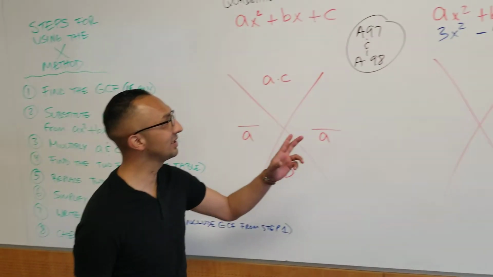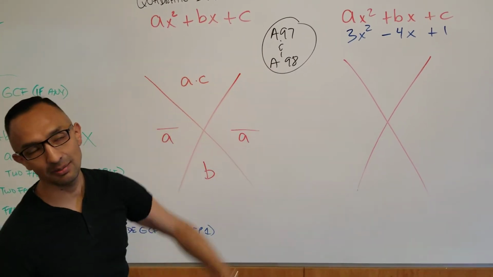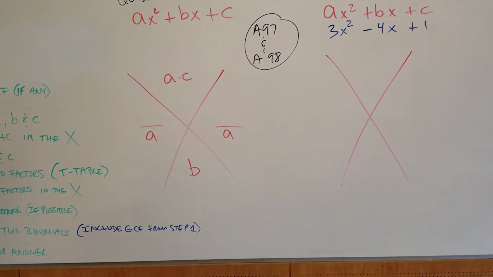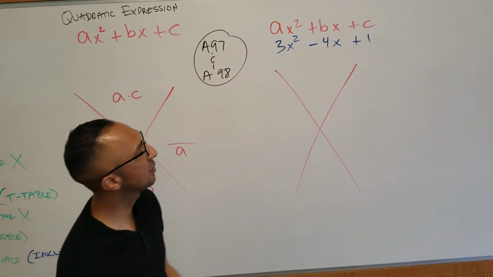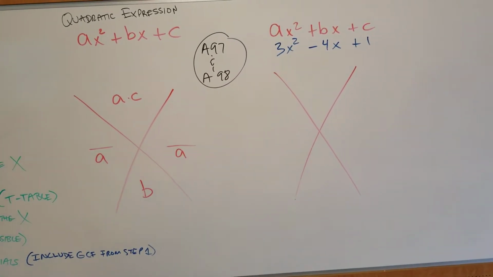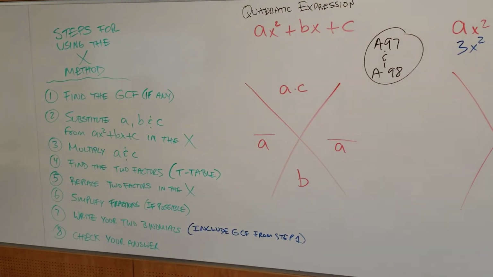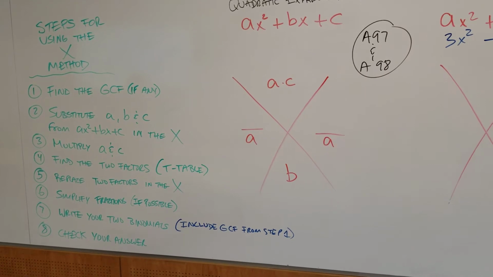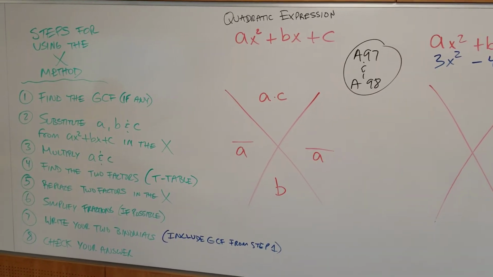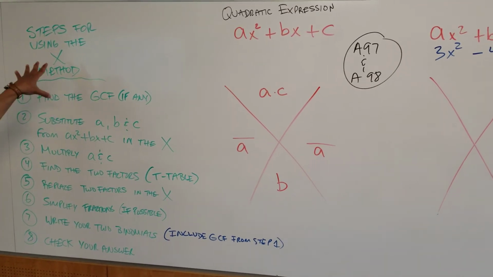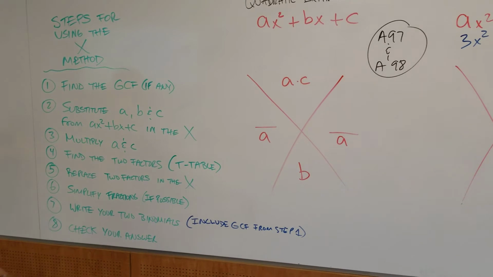Alright guys, so this is the second part of that assignment 97 and 98 video. As you guys can see, this is our problem: 3x squared minus 4x plus 1. Remember, we're going to be using our 8 steps when it comes to using the x method. You guys will find these steps later. We're going to put them on the Algebra 1 course section as steps for using the x method, and you guys can print them out if you like, and that way you guys can follow step by step.